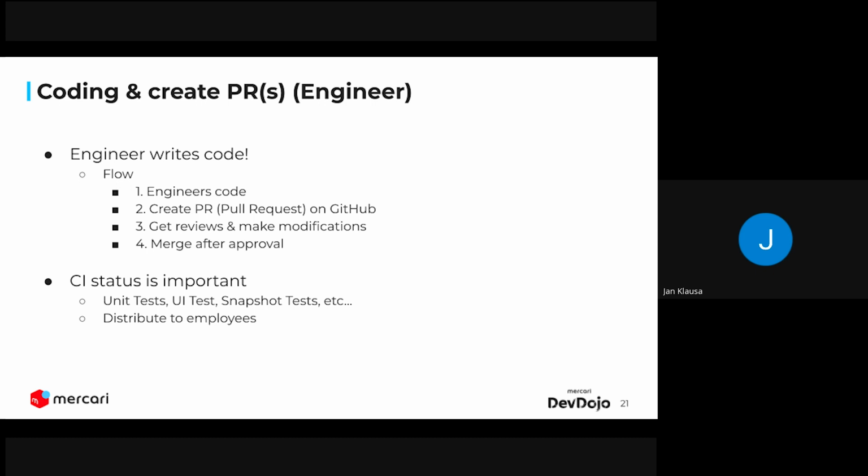And CI status is very important. CI includes unit tests, UI tests, snapshot tests, etc. And we also have a methodology to distribute the dev app to employees. So non-client engineers can test that app by installing it from Slack.